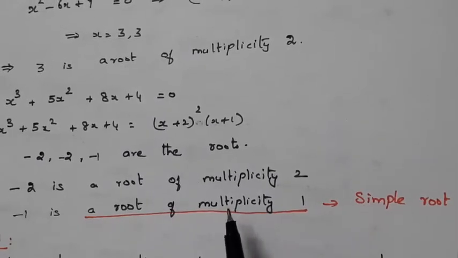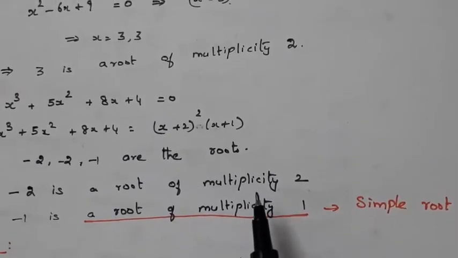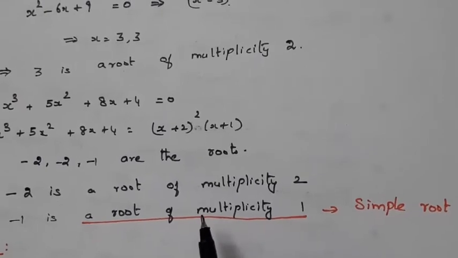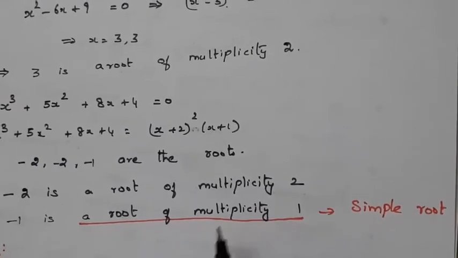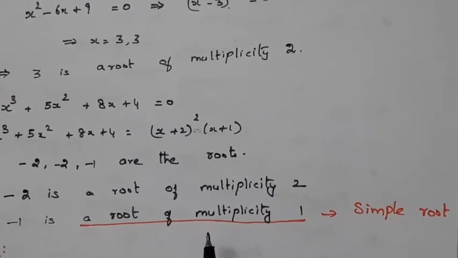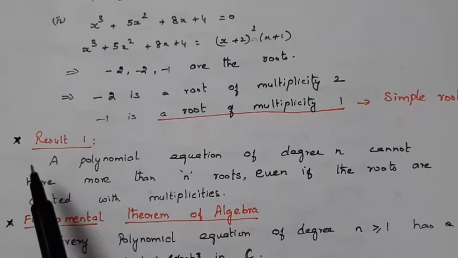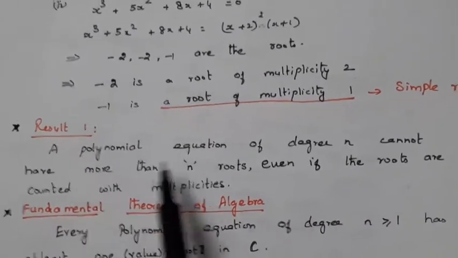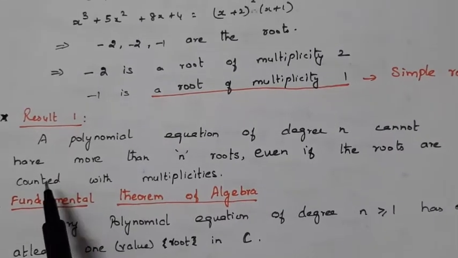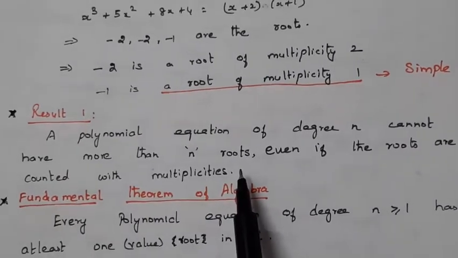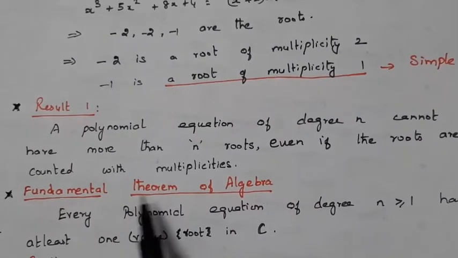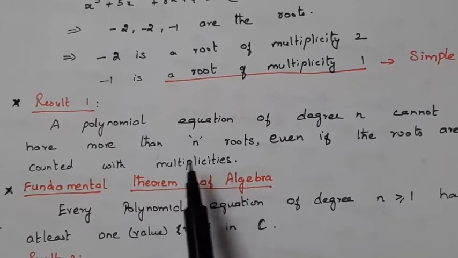And if any root occurs twice or thrice or any k times, it can be said that it is a root of multiplicity of that number. Okay, this is the meaning for multiplicity. Then let us see one result. A polynomial equation of degree n cannot have more than n roots, even if the roots are counted with the multiplicities. So that is the result.